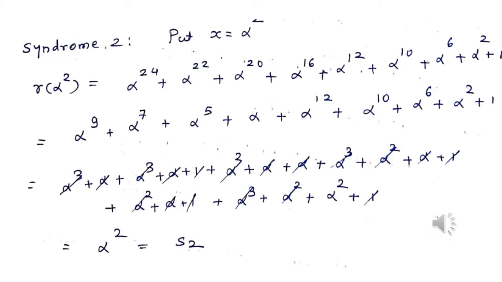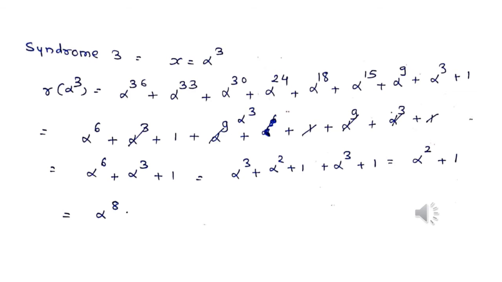alpha 15 is 1. So alpha 24 will be alpha 15 into alpha raised to 9, which is alpha raised to 9. Similarly, alpha 22 will be alpha raised to 7, alpha 20 will be alpha raised to 5, alpha 16 will be alpha, and so on. So again, when I write the values of alpha raised to 9, alpha raised to 7, alpha raised to 12 from the table, we get the second syndrome. We indicate the second syndrome as S2, and we got the second syndrome as alpha square.